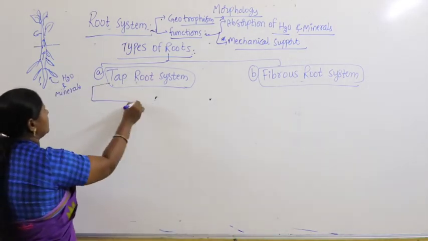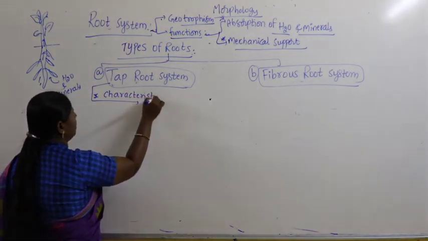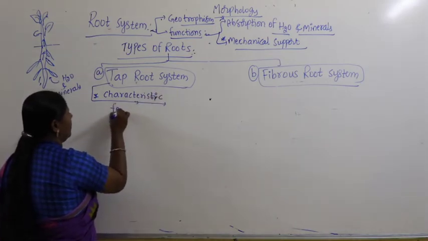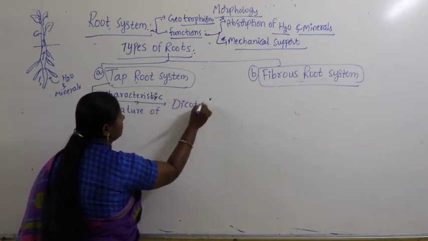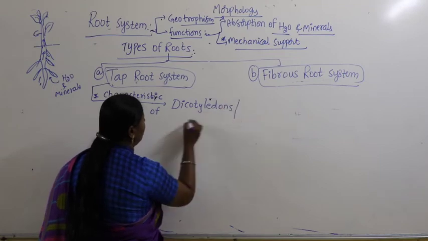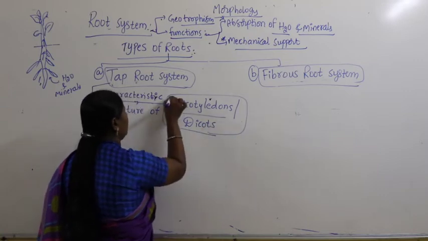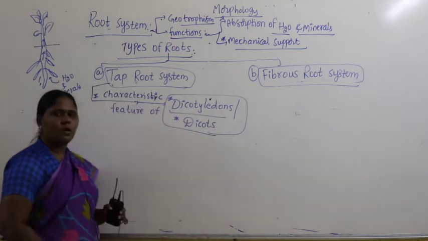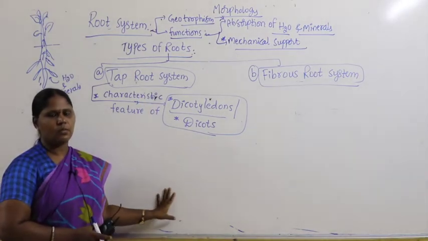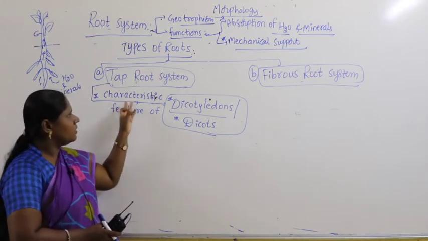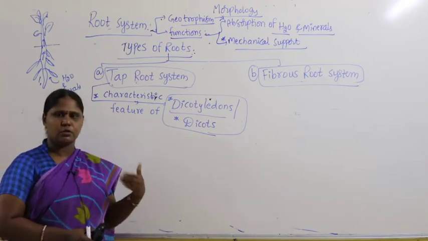Now, taproot system is a characteristic feature of dicotyledons, or we call dicots. Where do you find taproot system? What is taproot system? We will study now. First of all, every concept from here is important. From here simple questions will appear on the question paper.